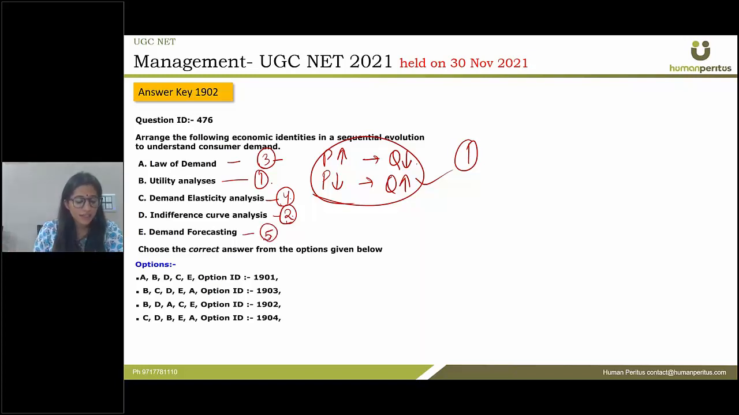And the last one is the demand forecasting. After analyzing all the issues given, then comes the demand forecasting. In this, supply decisions would be optimized. Now the firm will know what kind of product is asked by the customers and what kind of supply chain or other decisions regarding the supply have to be taken. So demand forecasting comes at the fifth number. So option number 1902 comes out to be the correct one accordingly.